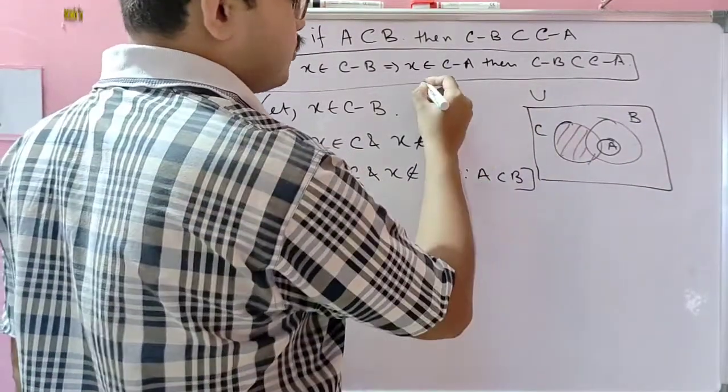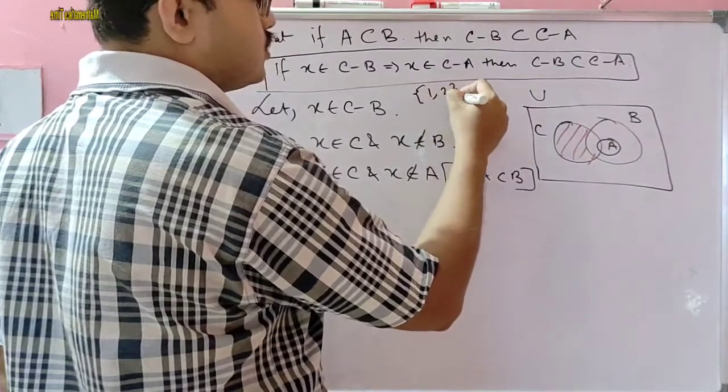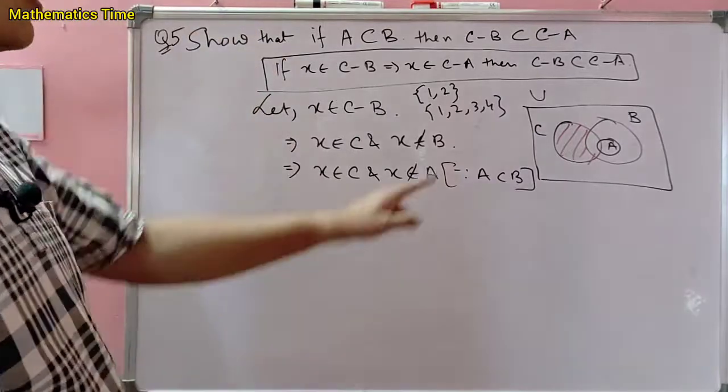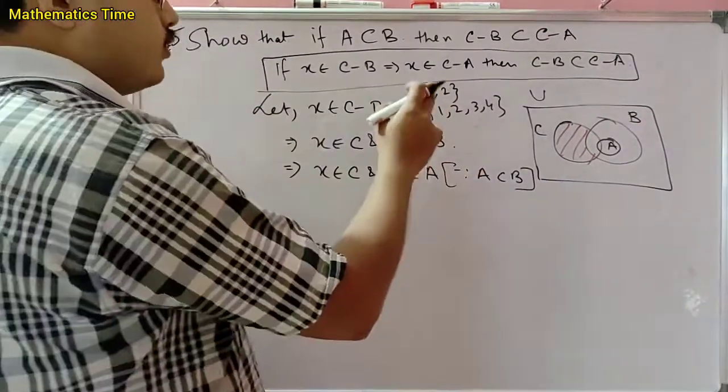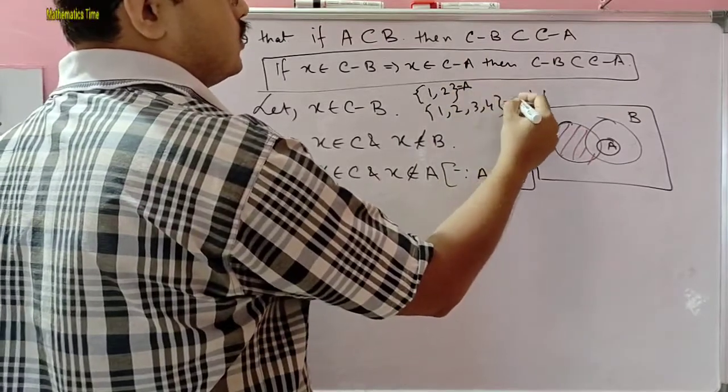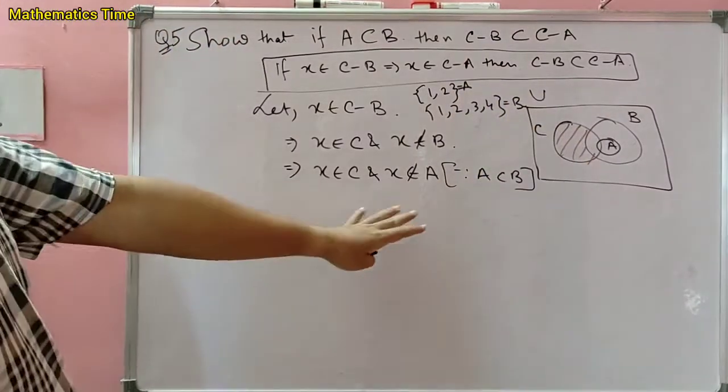A is subset of B. Suppose we take an example. 1, 2 is set A and 1, 2, 3, 4 is set B. So if 5 is not in set B, then 5 will also not be present in set A. Suppose this is A, this is B. From the diagram you can also understand this.